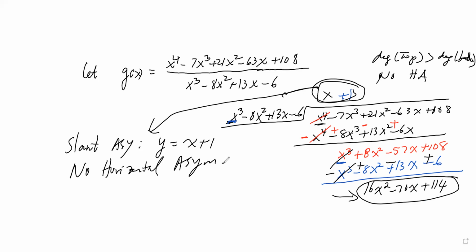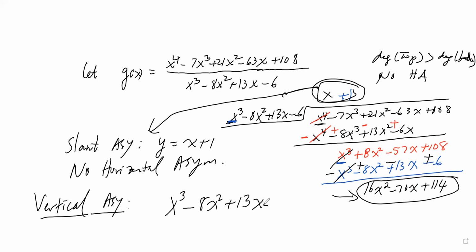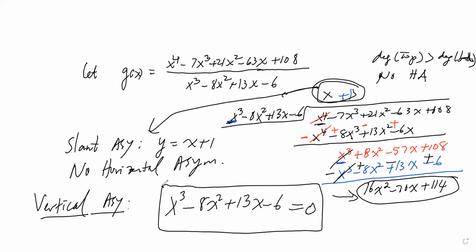Now what's left is to find the vertical asymptote. To find a vertical asymptote, we make the bottom 0. So we're just going to take the bottom, set it to 0, and solve for x. Okay, this is a cubic function, so we're going to use the rational zero theorem to find the zeros of this function. Let me do that on the next page.